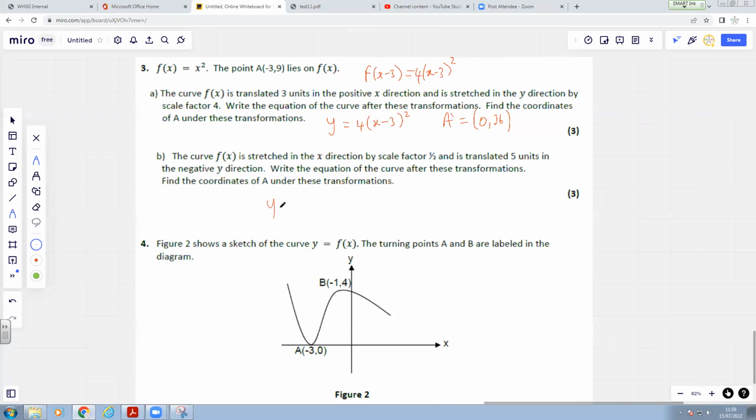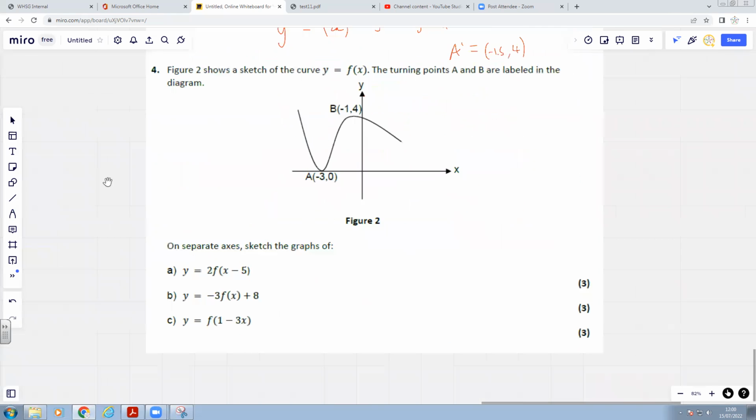Okay, this one, a little bit different. We're stretching it in the x direction, scale factor 1/2, and translating it 5 units in the negative y direction. So scale factor 1/2, that's the same as multiplying it by 2x, and then translating it 5 units in the negative y direction. That means we need to put on a minus 5, so we get y equals 4x squared minus 5. A dash will be, well, we need to halve the x coordinates, so minus 1.5, and then decrease the y coordinates by 5, so that's going to be minus 1.5 and 4. Cool.